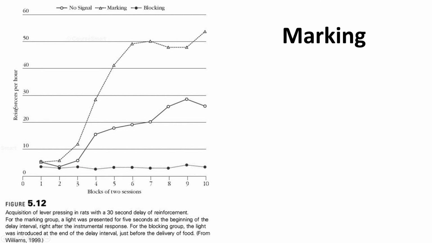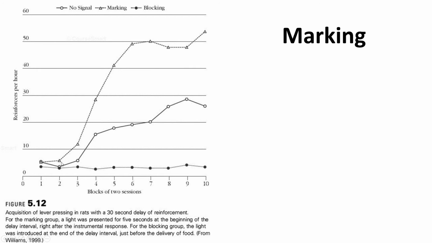But if we look at the graph here, we have reinforcers per hour, which is basically how often are they getting food in that hour period. And then at the bottom, we have our time increment, which is basically blocks of 2 sessions, so however many sessions we're looking at. And if we look at our blocking group, as expected, we see very few reinforcers received because they didn't really learn that pressing the lever was necessary for them to get that food reinforcement. So they didn't think to push the lever because they just associated the light with the food.